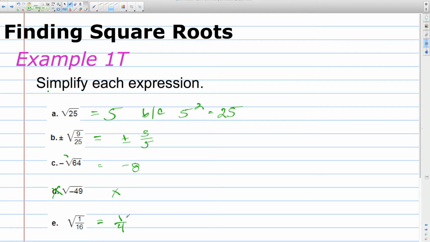So far, what we've seen is that all of these numbers, except for D, we could take the square root of 49, which would be 7, but since it's negative, we don't know how to handle that yet. You'll learn that in Algebra 2. All of these numbers you were able to take the square root of, and we're going to learn a little bit about that later in the lesson, perfect square numbers.